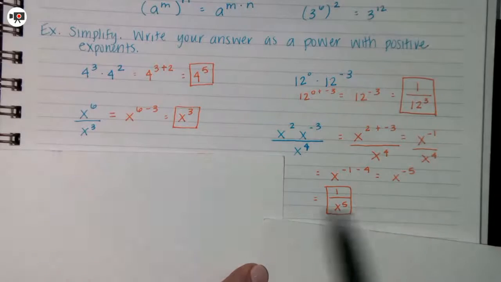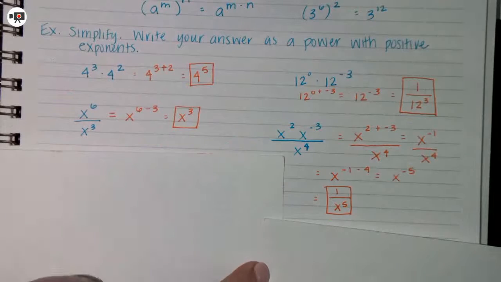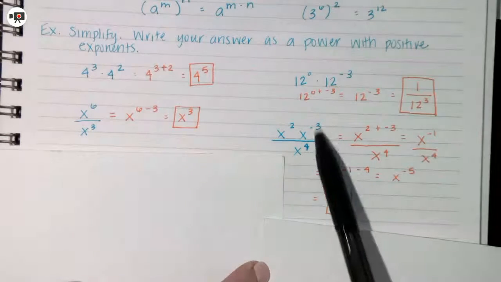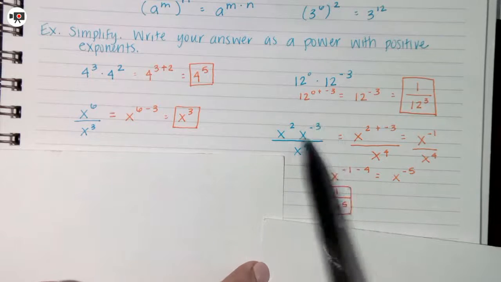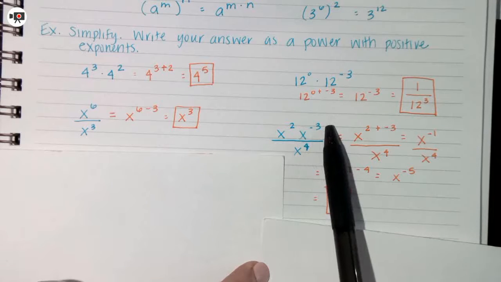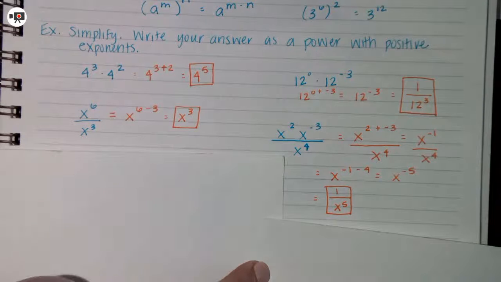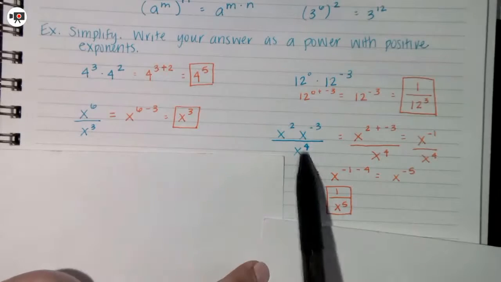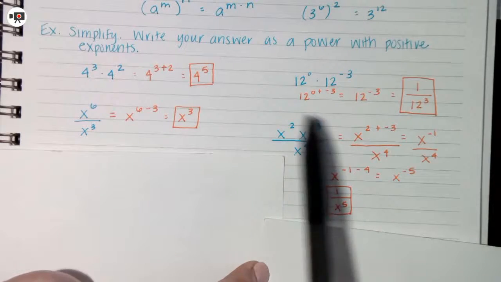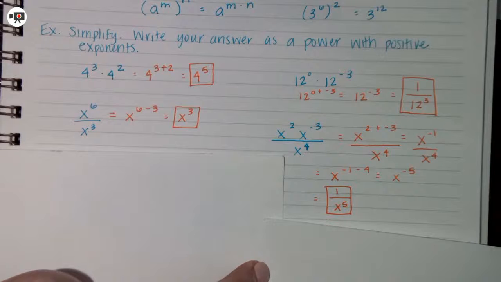This is not the only way to go through this one. I could move my x to the negative 3 to the denominator first, and then I could simplify the denominator and then deal with this x squared. There's a couple different ways you can do that.